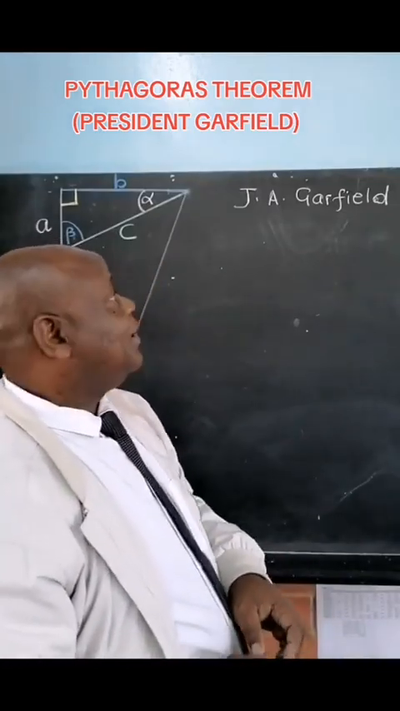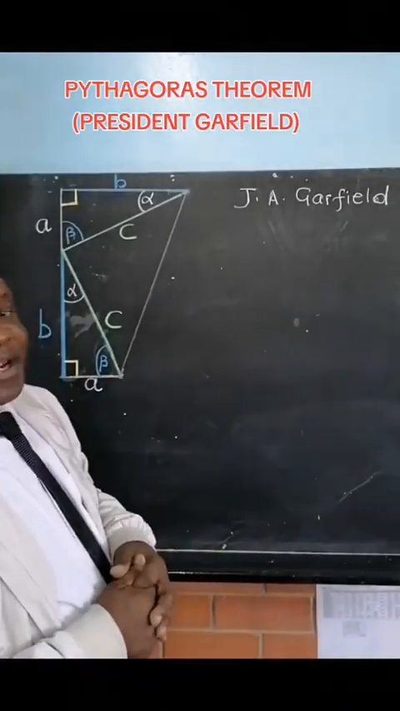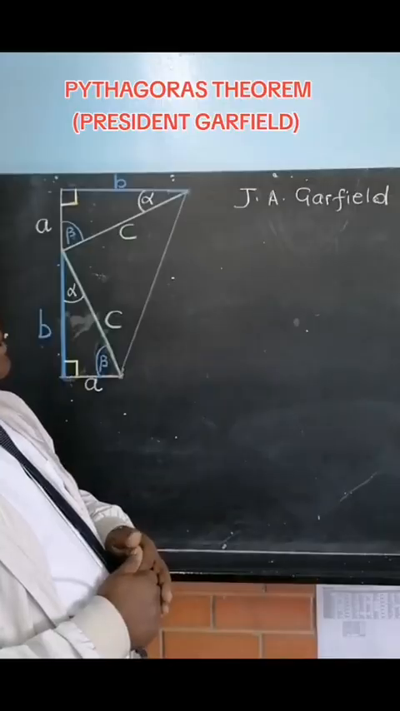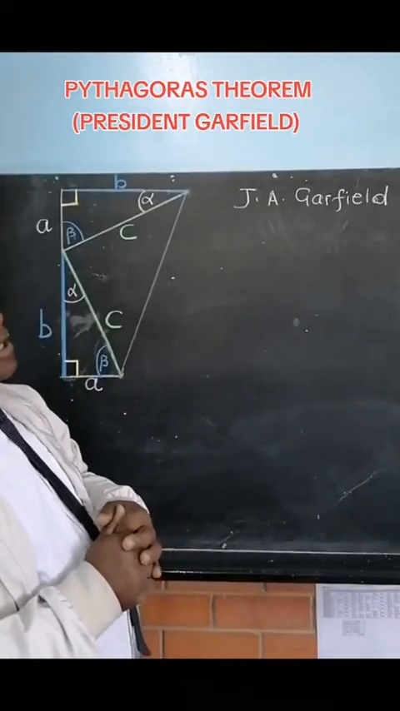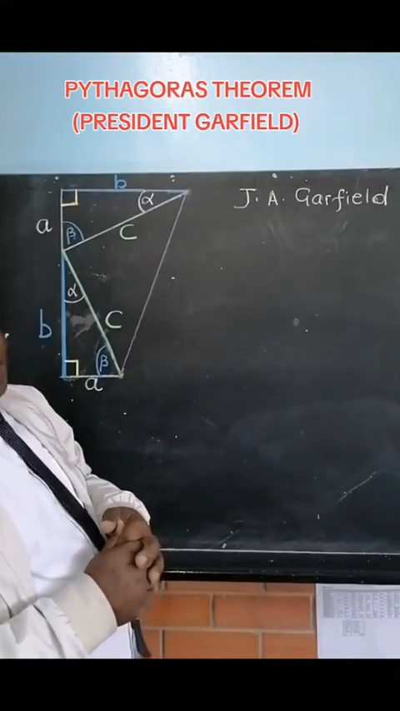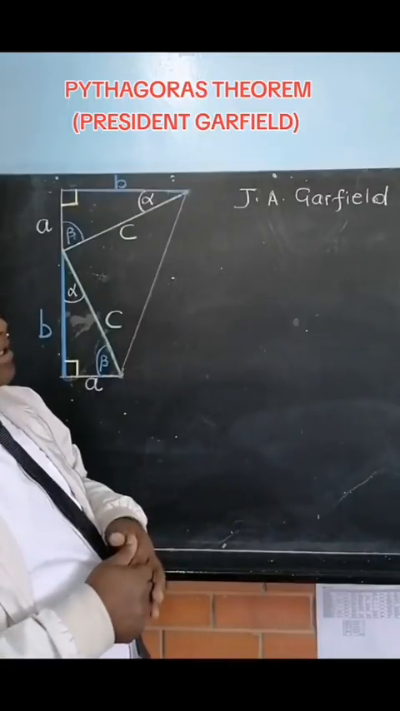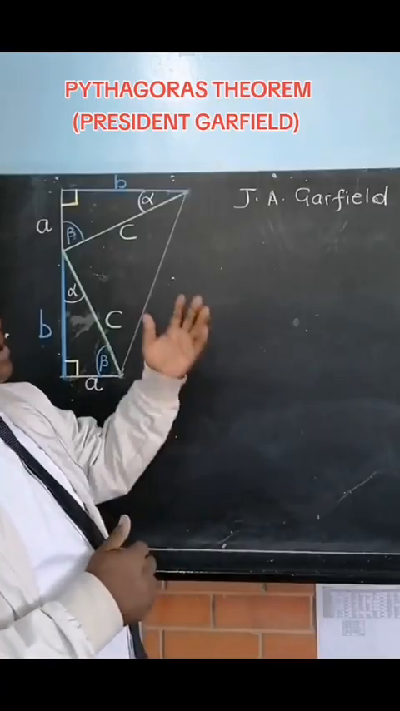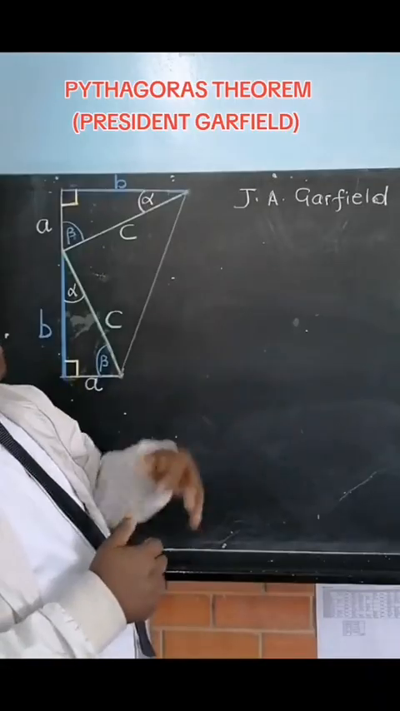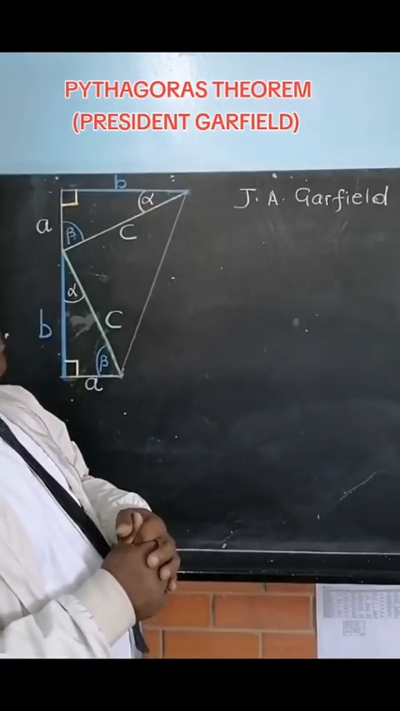Good day everyone. In this video I am going to show one other way of proving Pythagoras as illustrated by James A. Garfield, a former United States president who governed America in the year 1881, from the 4th of March 1881 to the 19th of September the same year. He is actually one of the shortest serving presidents of America.